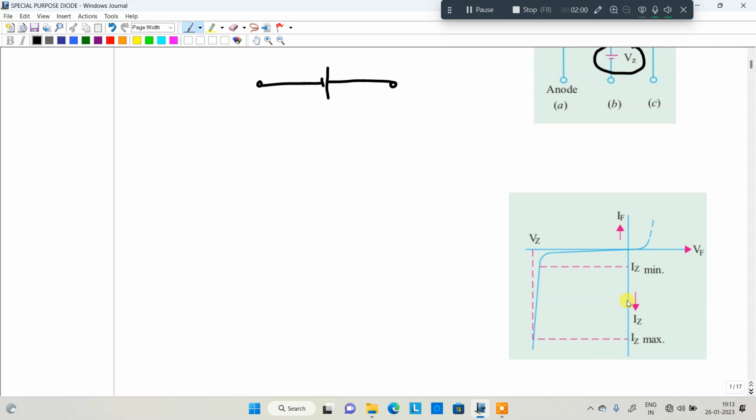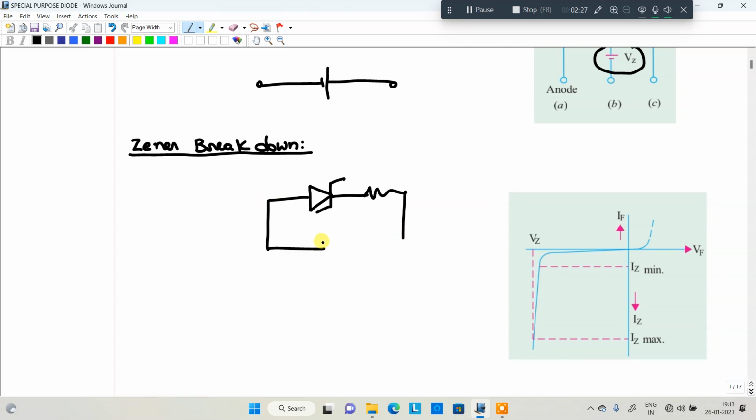So, VI characteristics of the Zener diode. For the Zener diode you need to understand two breakdowns. Zener breakdown first. I will explain what a Zener breakdown is. In this particular case, the Zener diode is connected to the circuit with reverse bias. That means the negative terminal is connected to the anode and the positive terminal is connected to the cathode.